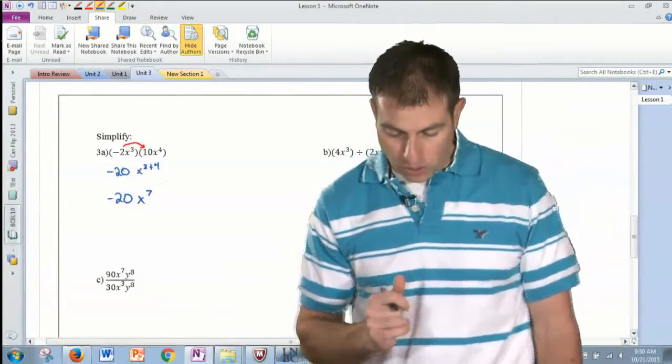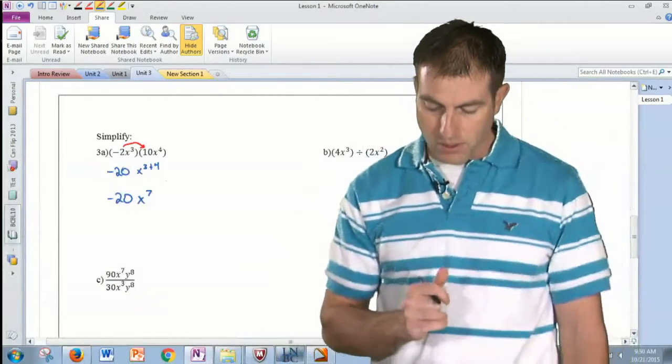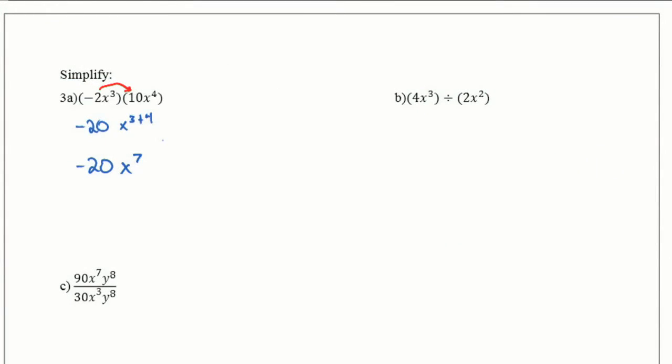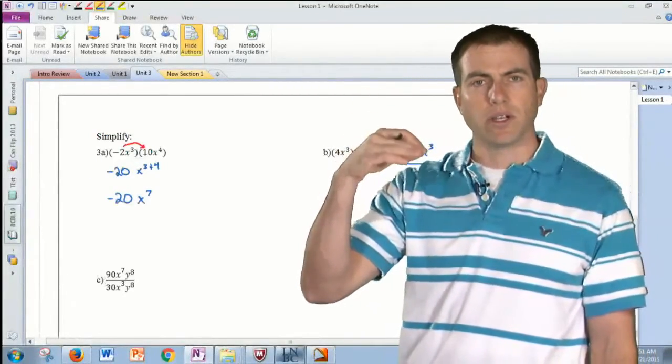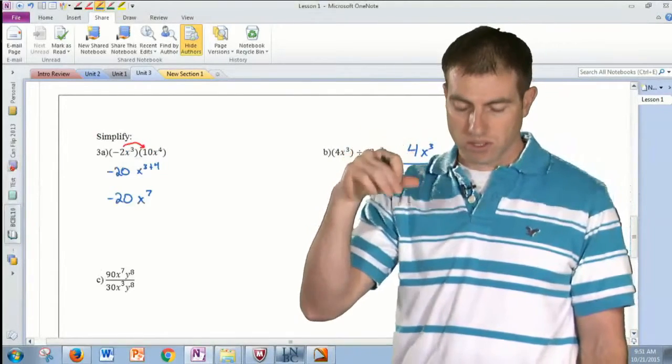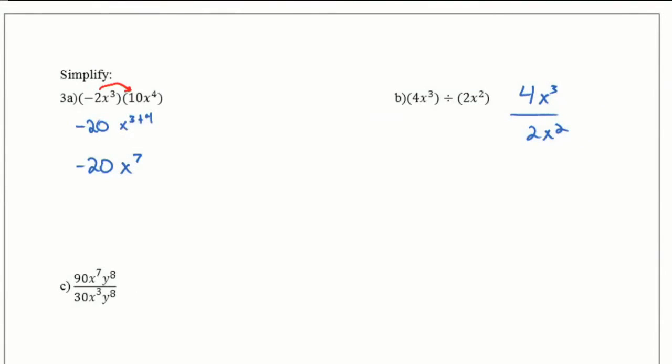The next one's a division question: 4x to the 3 divided by 2x squared. So we could write it like that, or we could write it vertically if that makes more sense to you: 4x to the 3 over 2x squared. I kind of like writing it this way because I find it easier to visualize what's going on with my coefficients in front, the 4 and the 2. And if I look at this, I can say, oh, well, 4 and 2 have a common factor. 2 goes into 4 twice, 2 goes into 2 once, and I end up with just 2 on the top.